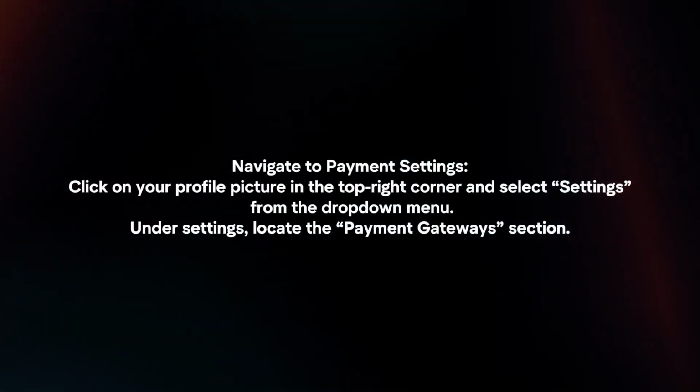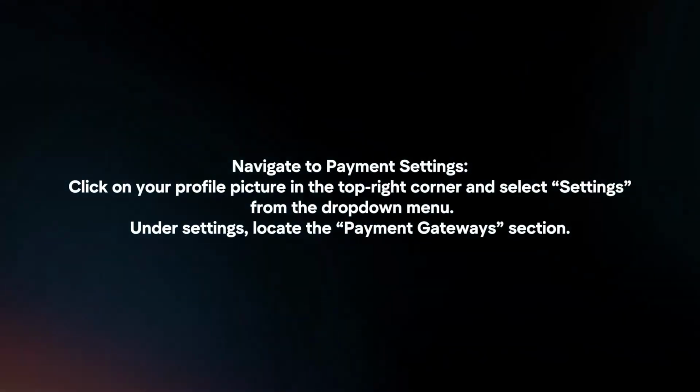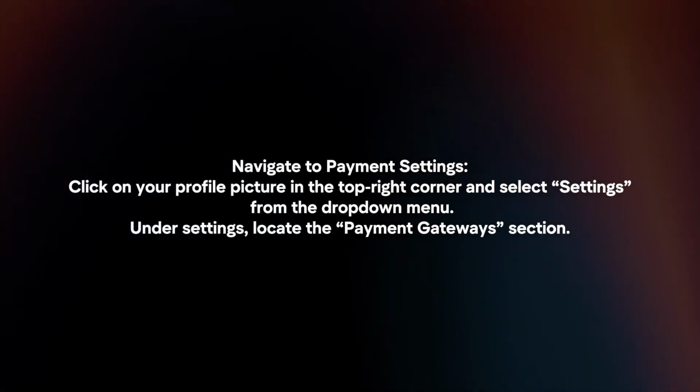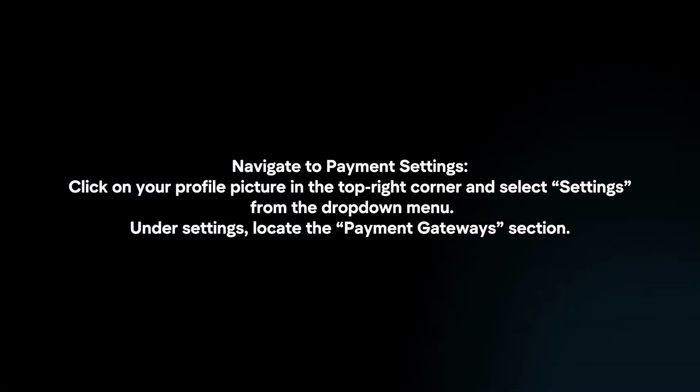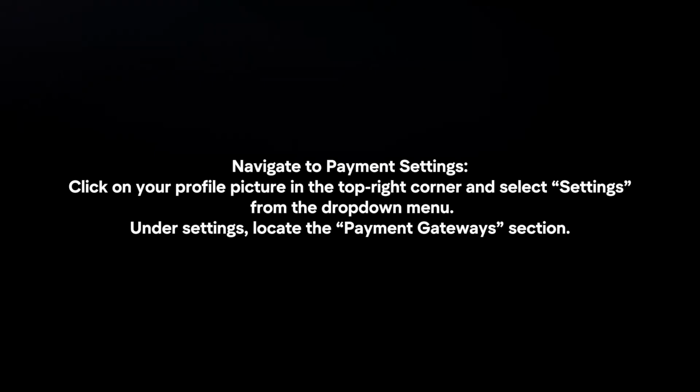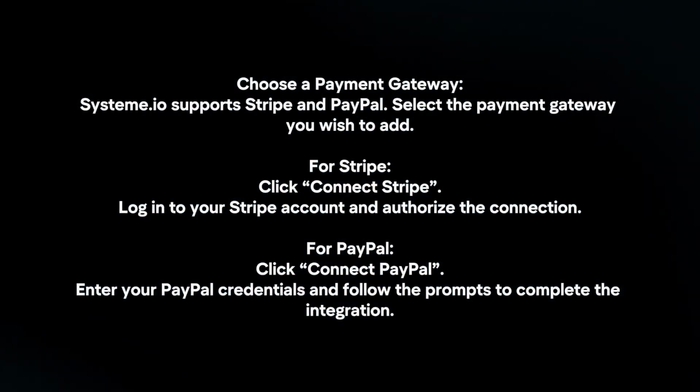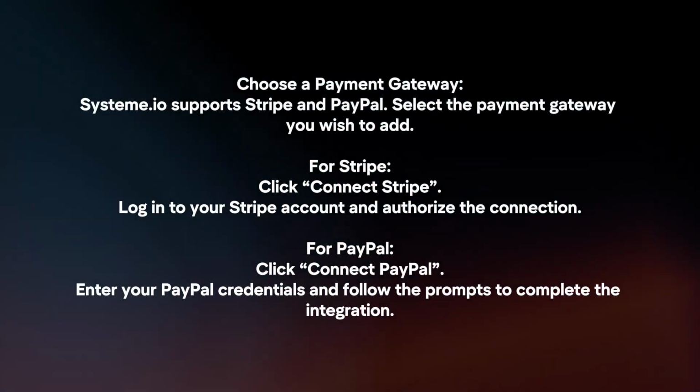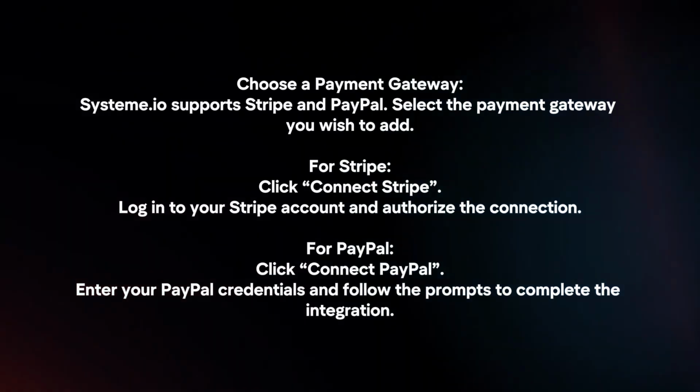Navigate to Payment Settings. Click on your profile picture in the top right corner and select Settings from the drop-down menu. Under Settings, locate the Payment Gateway section. Choose a payment gateway. System.io supports Stripe and PayPal. Select the payment gateway you wish to add.